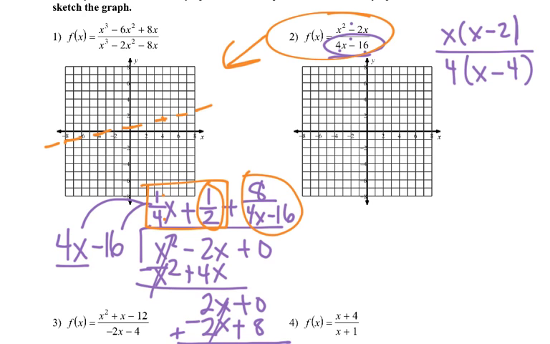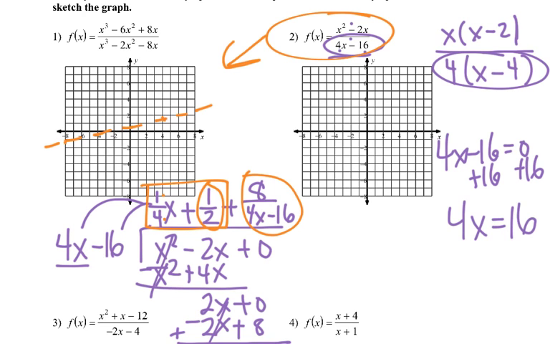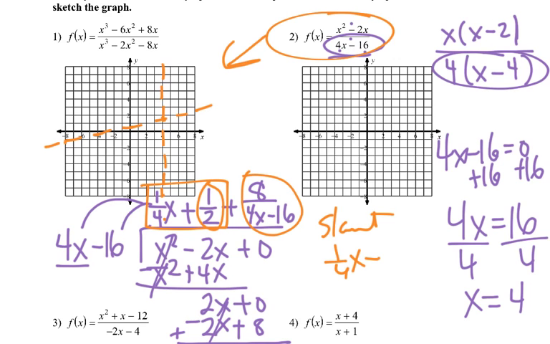Now to find the vertical asymptote, we take the bottom and set it equal to 0. So 4x minus 16 equals 0. Add 16. 4x equals 16, divide by 4, and we get x equals 4. So at positive 4, we have our vertical asymptote. So my slant asymptote is 1/4 x plus 1/2. My vertical asymptote is x equals 4.